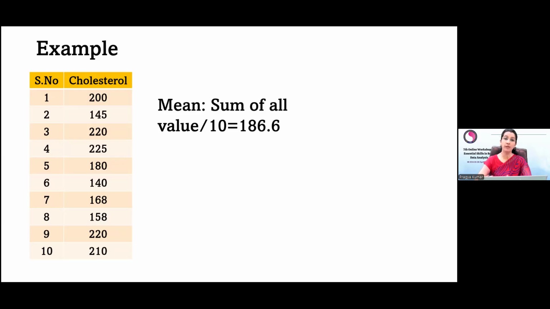You don't have to calculate this. If you click in the software, it gives you the value. But just to make you understand what we mean by mean, median and mode, we are just demonstrating this. And then comes the mode. So mode is the most frequently occurring value. If you see here, 220 has appeared twice, so it is the mode.